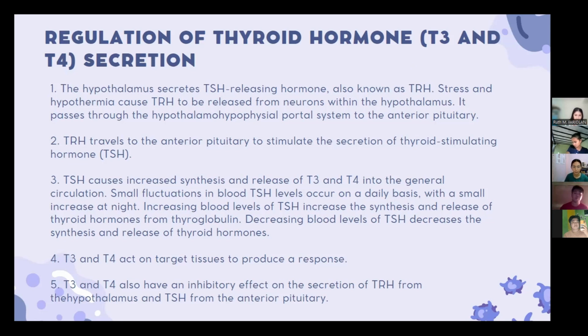from the anterior pituitary. So in summary, this sequence of events outlines a sophisticated feedback loop that ensures the precise regulation of thyroid hormone levels in response to various internal and external factors, contributing to the maintenance of overall physiological balance in the body.